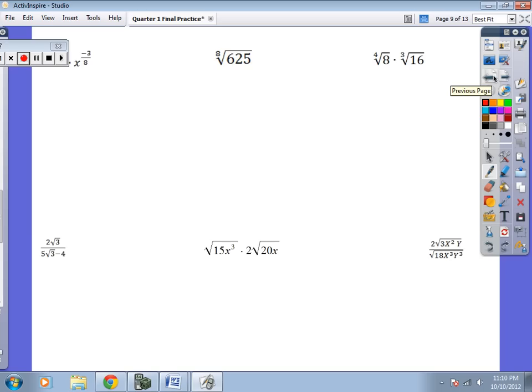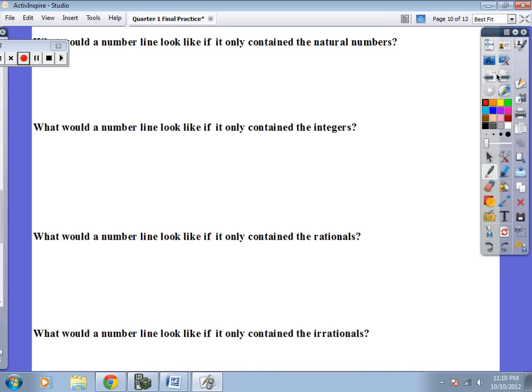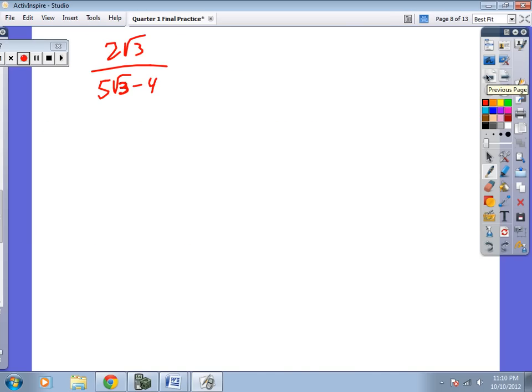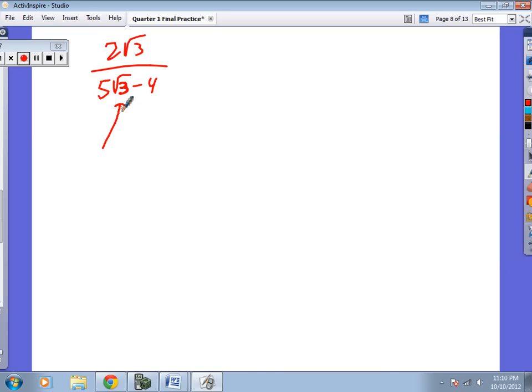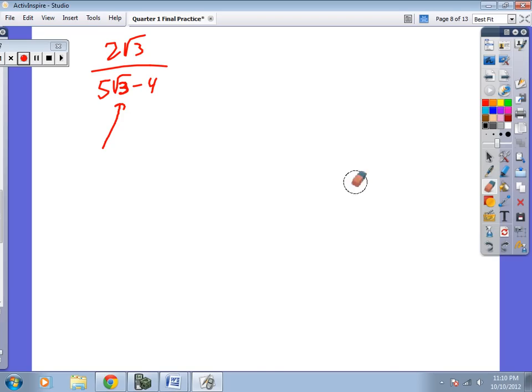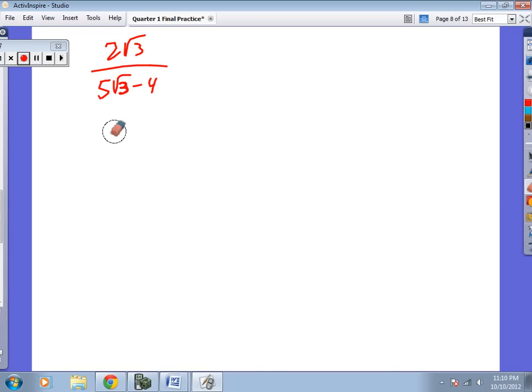2 times square root of 3. Okay, we're good. Now, here we go. It's illegal to express a fraction when you have a radical in the bottom. So right now, that's illegal. I can't simplify anything. I can't pull anything out. I can't simplify any fractions. So I need to somehow legalize this radical on the bottom.